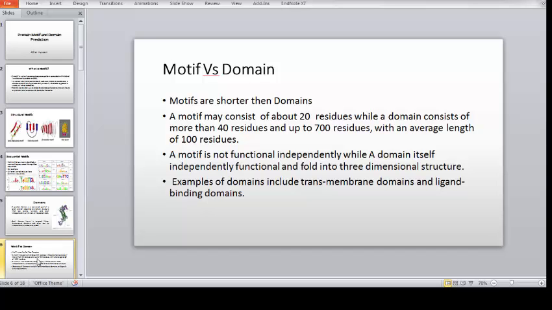the transmembrane domain, which is a protein domain, is inside the membrane and is involved in the transport of molecules across the cell membrane, and some domains interact with ligands.